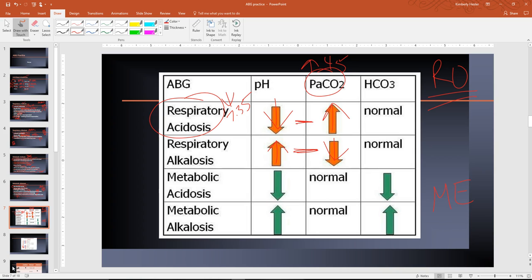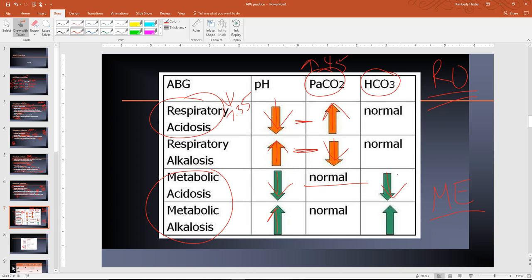So let's talk about metabolic equal. When we're talking about the metabolic portion of ABGs, problems with the pH that are caused by bicarb being too high or too low, then you would expect those arrows to be equal. So in metabolic acidosis, your pH is going to be low. And if that pH is low because of a bicarb issue, acidotic, then you would expect your bicarb to be low. So you can see that these arrows, metabolic equal, they're going in the same direction.